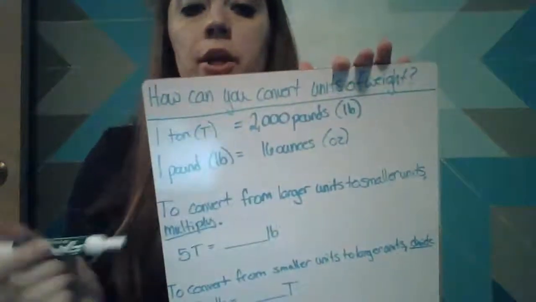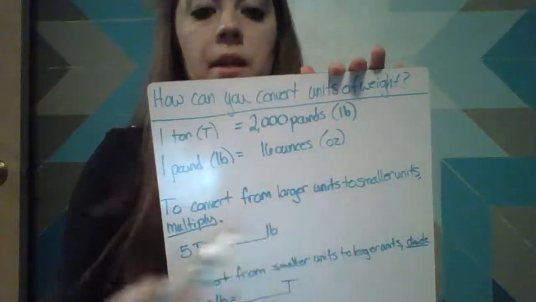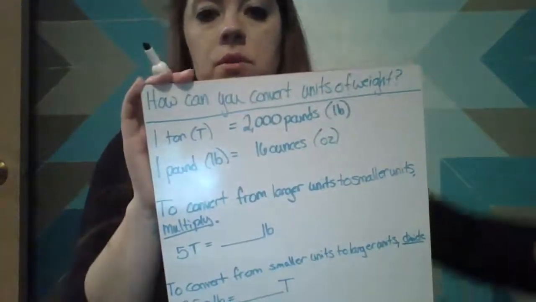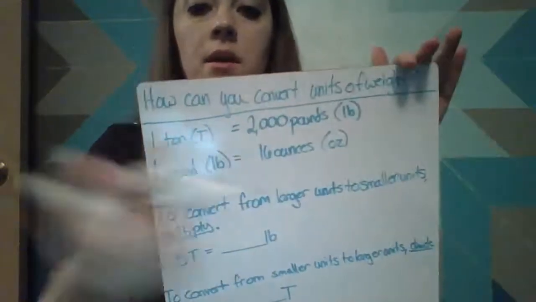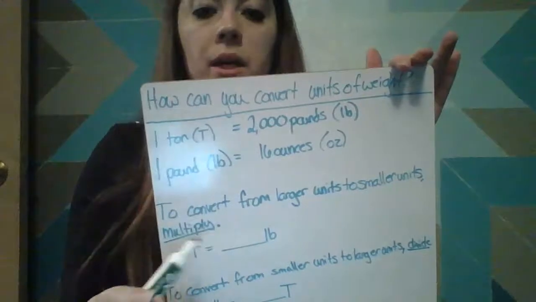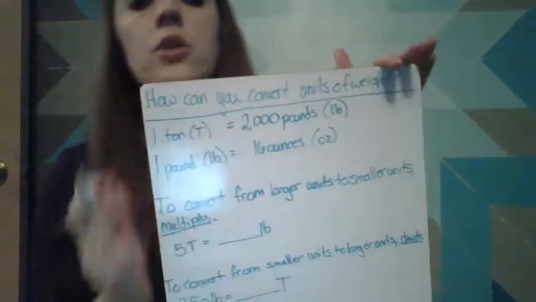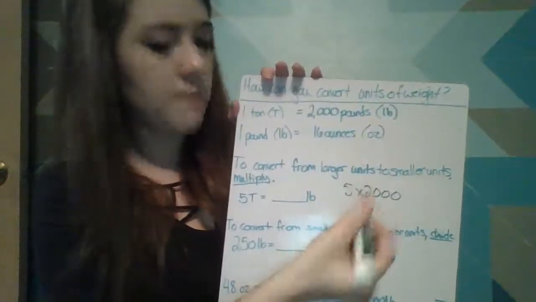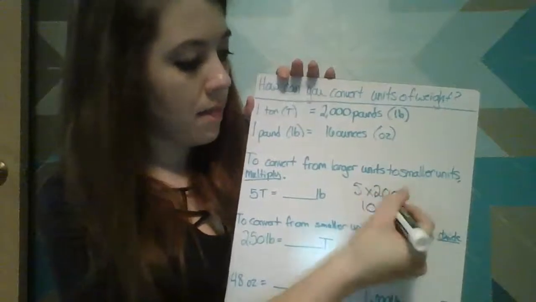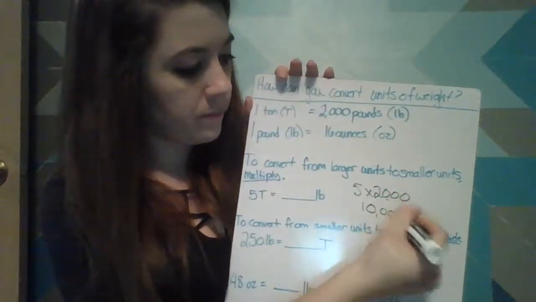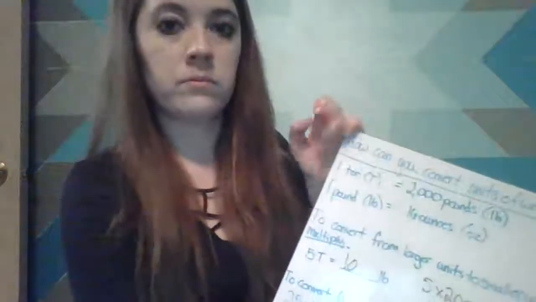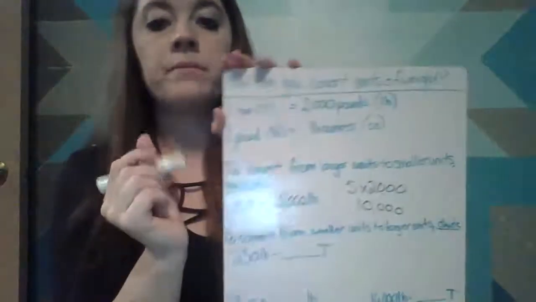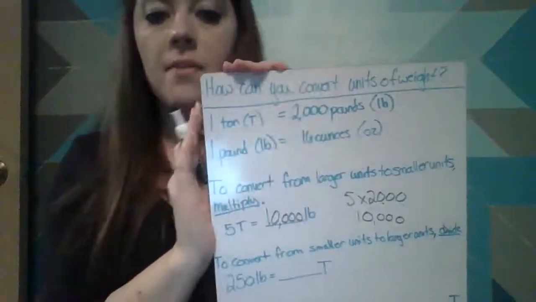All right, once again, to convert from a larger unit to a smaller unit, we're going to multiply. So we're going from 5 tons to how many pounds? So our tons are larger than pounds. So we're going to take our 5 tons and we're going to multiply by 2,000. So 5 times 2,000. 5 times 2 is 10. And then we tack on 1, 2, 3 zeros. So it's 10,000 pounds. So 5 tons is the same thing as 10,000 pounds.